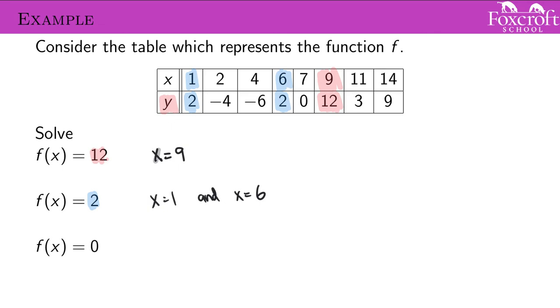All right, and lastly, f of x equals 0. I find 0, there's only one of them, so I know that my answer is going to be x equals 7. All right. So when you know the thing in the parentheses, you start with x. When you know the thing it's equal to, you start with y.